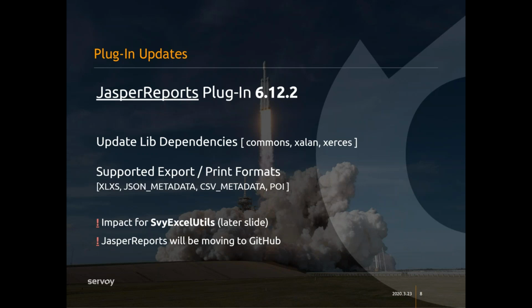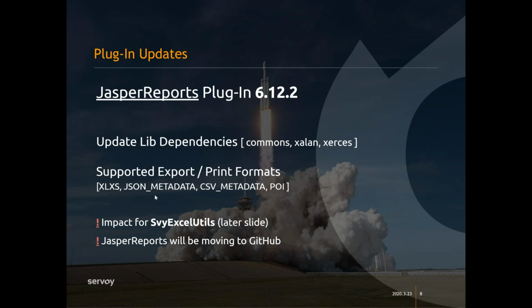Also, the Jasper Reports plugin was updated. Mainly, we updated this for library dependencies that were also updated. So the Commons Collections library from Apache and some of the parsing libraries were updated. We also support some export and print formats. I accidentally put POI in there. I meant to put POI up here in the library dependencies. That's not a format, it's a typo. But excuse me, XLS, XLSX, JSON metadata, and CSV metadata are now supported for export and print formats.